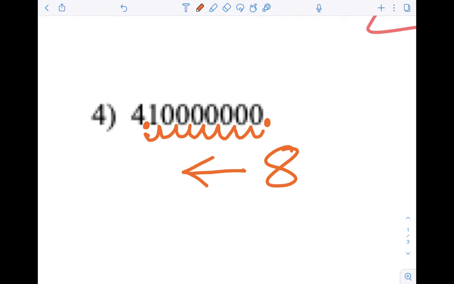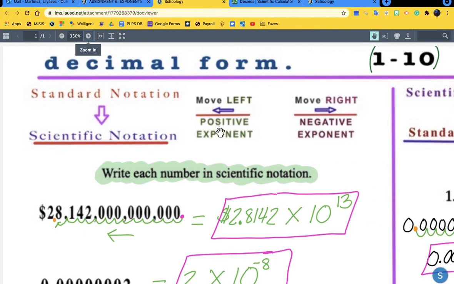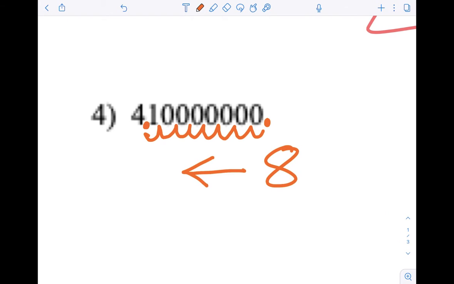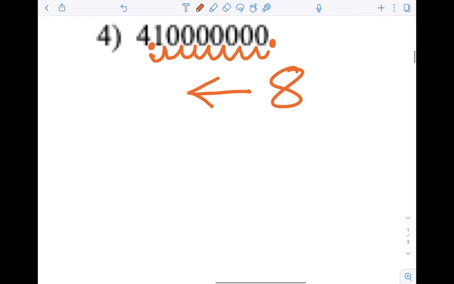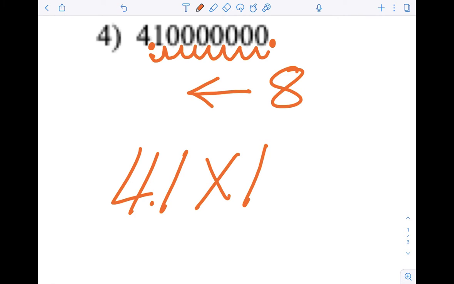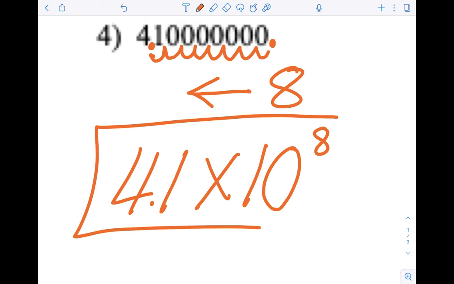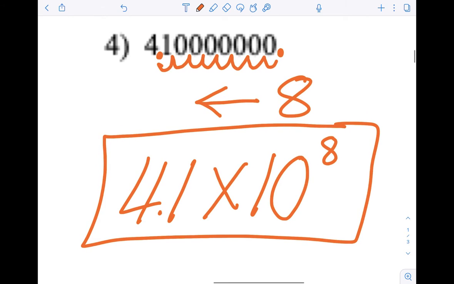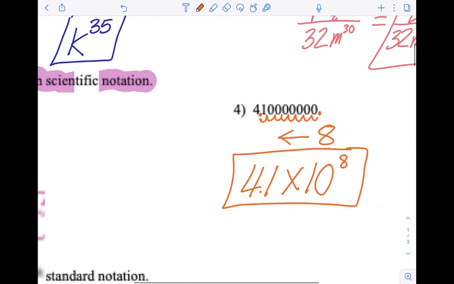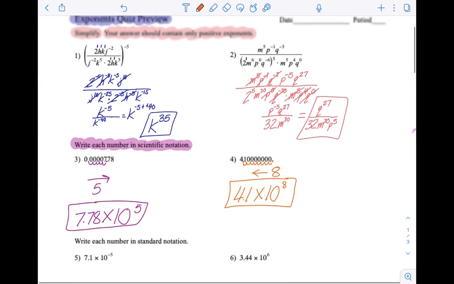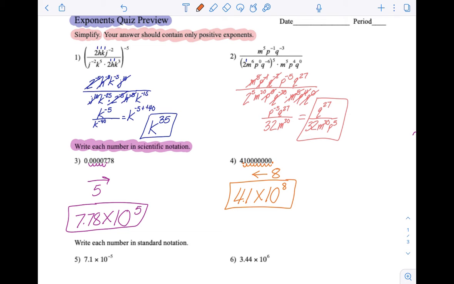All right, so what does it mean to move to the left? Move left means positive exponent. So when we write this down, we're going to write 4.1 times 10 to the positive 8, because that means a positive exponent. And there is our solution right there. Look at that. You're going to get problems just like this on the quiz, kiddos.